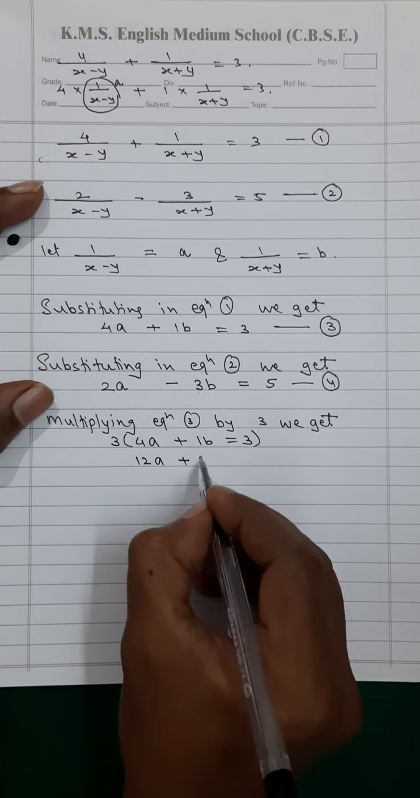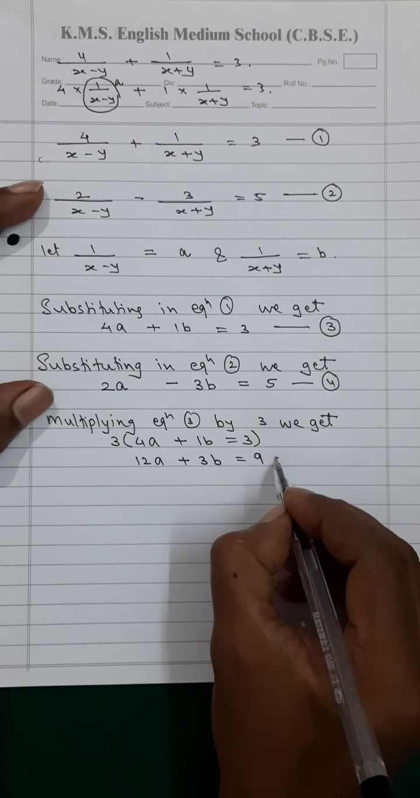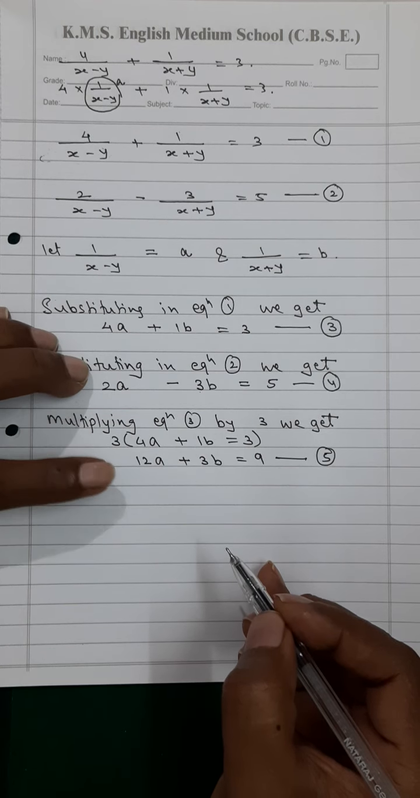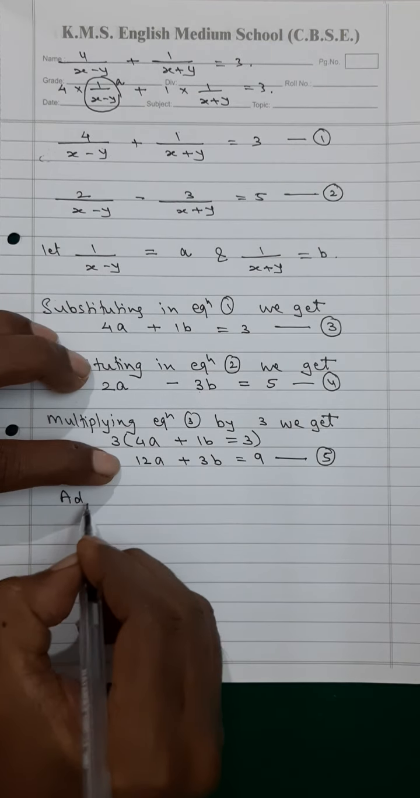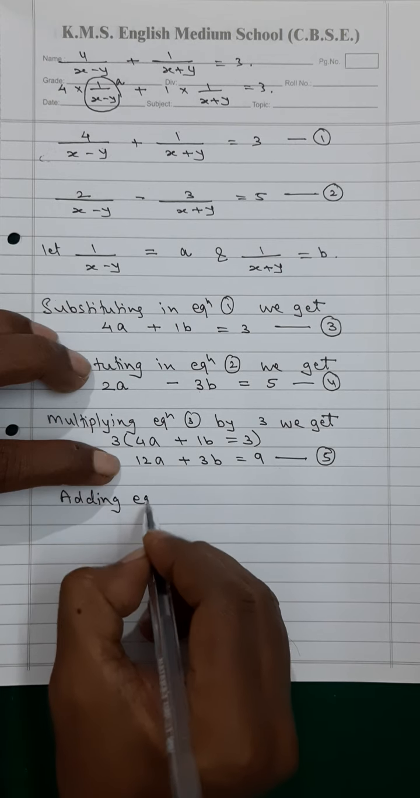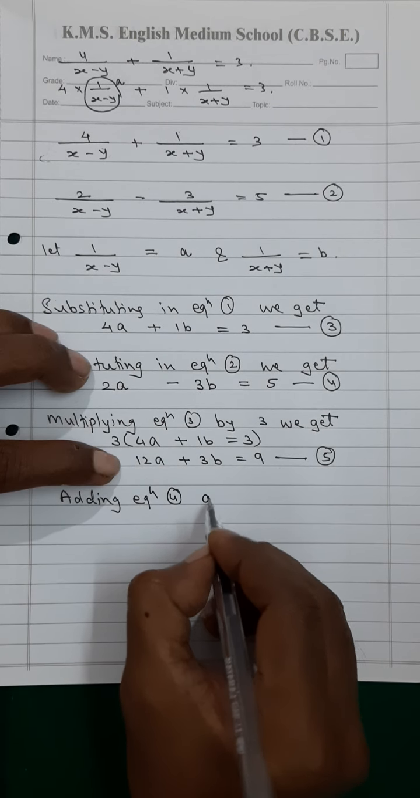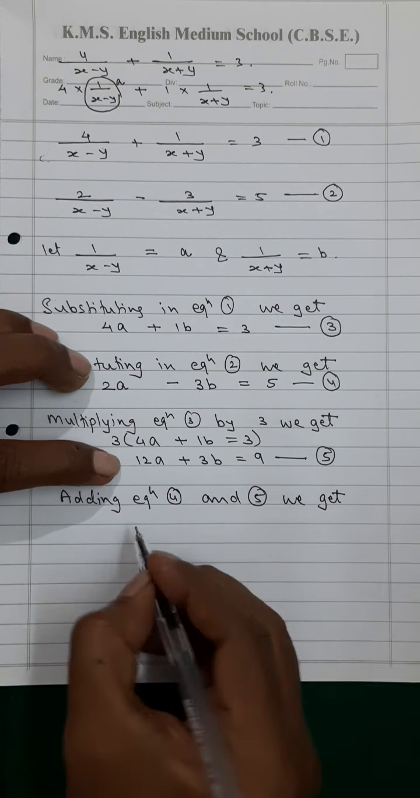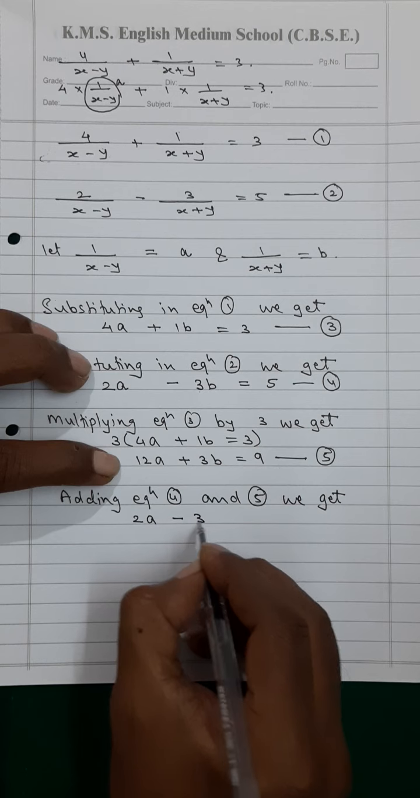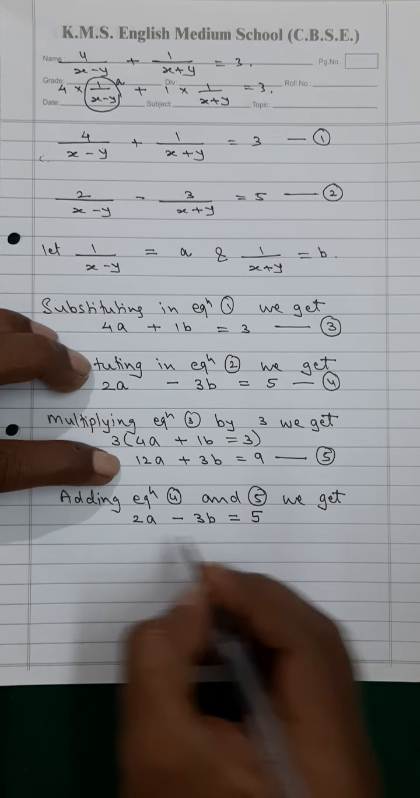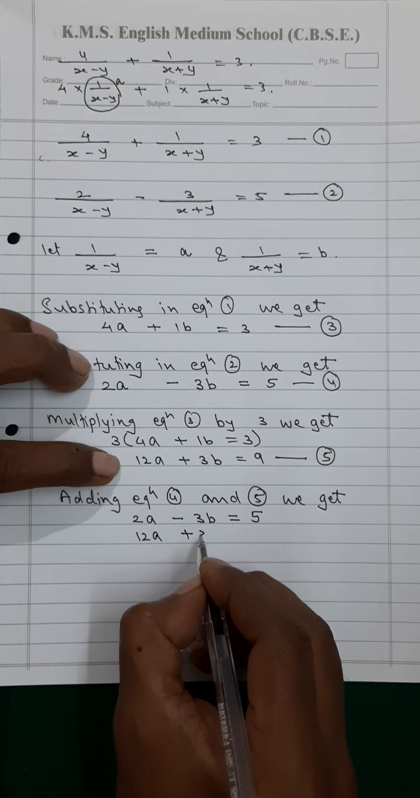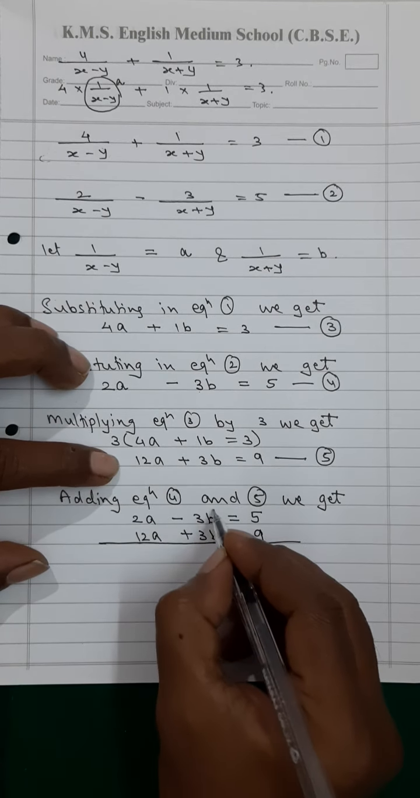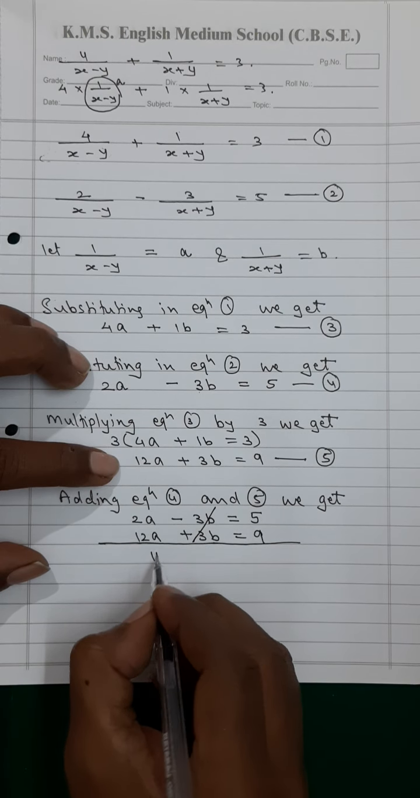Twelve a. Okay, so now here I have got this and this both are same, adding twelve plus 2, 14a.